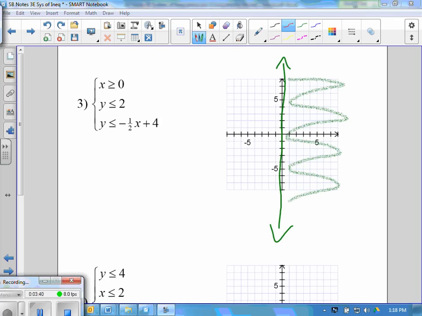Our next line is y is less than or equal to 2, and that's going to be a horizontal line going through the y-axis at 2 with our shading below.